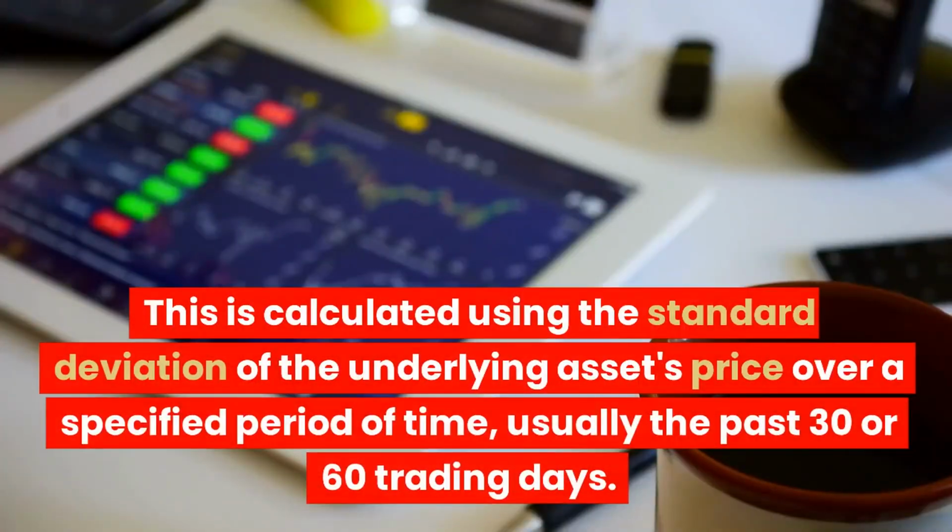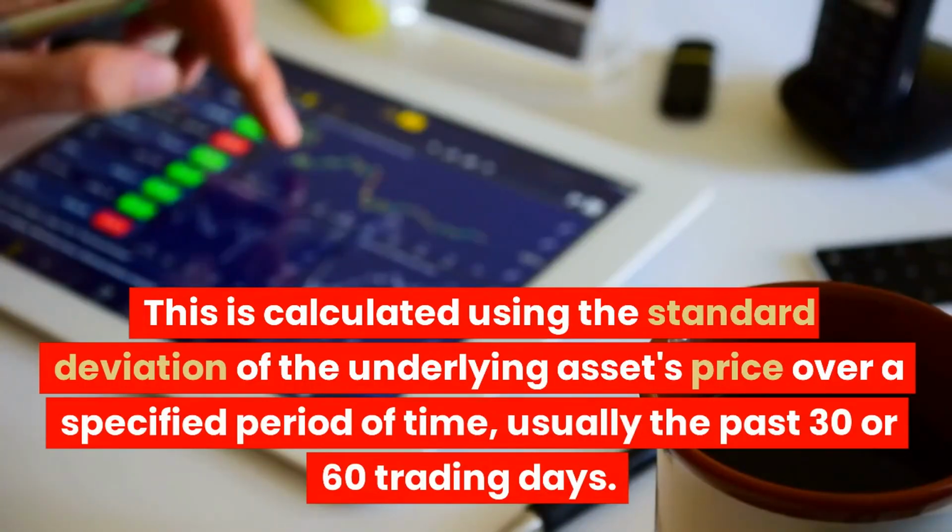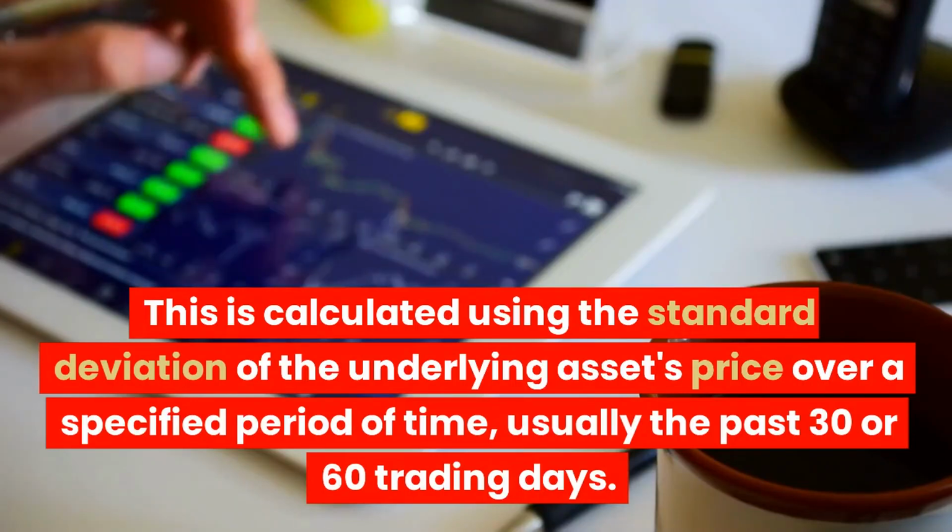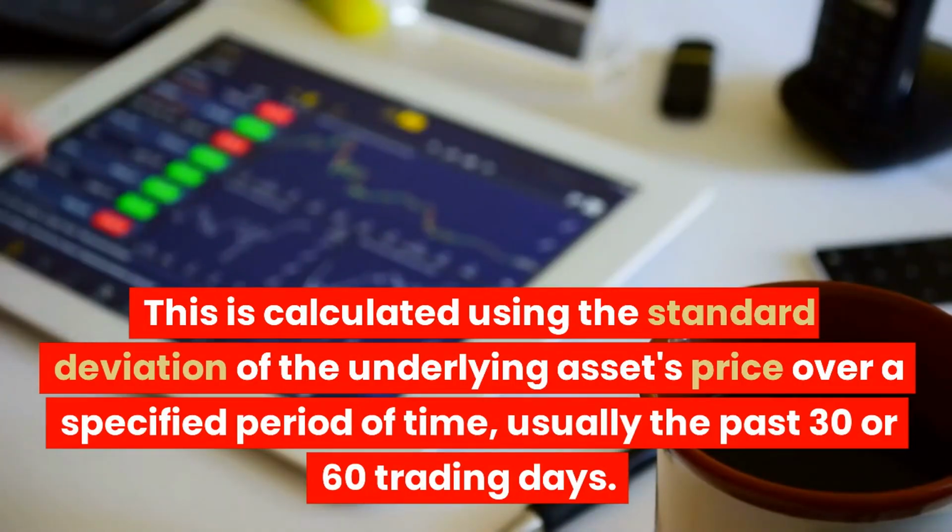This is calculated using the standard deviation of the underlying asset's price over a specified period of time, usually the past 30 or 60 trading days.